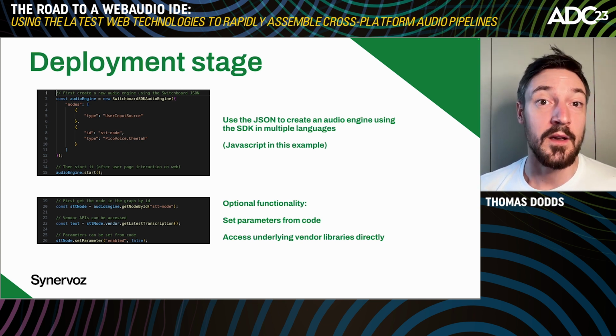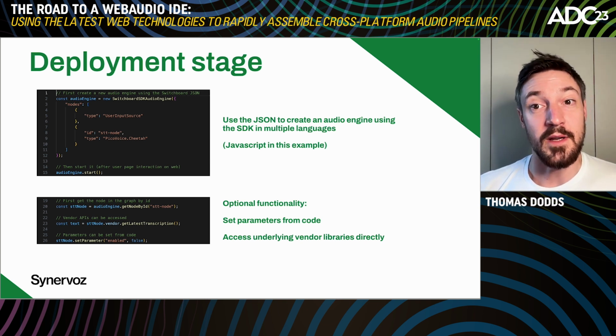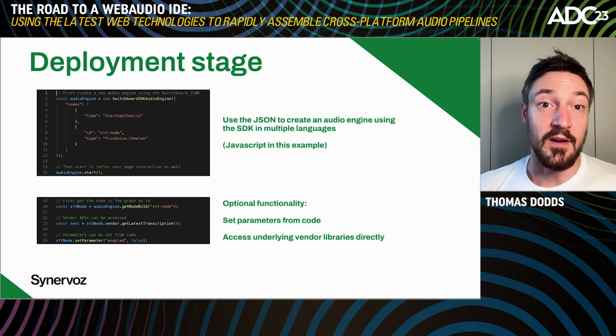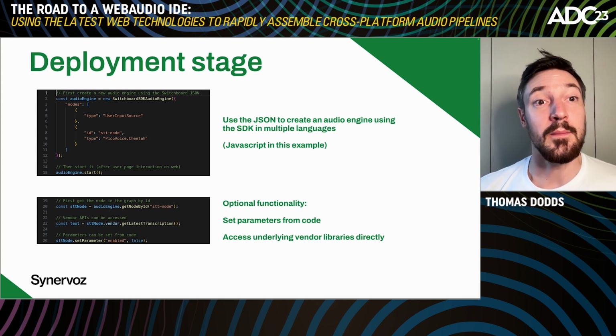Here you can see we simply use the JSON which we defined in the audio IDE to create a new audio engine. Once we have the audio engine instance, we can start it with a function call and begin audio processing. Often these two steps above alone are enough, but you can also use the Switchboard SDK to select individual nodes within the graph for additional functionality such as setting parameters with code or actually accessing the underlying nodes' APIs if they're provided by the vendor.